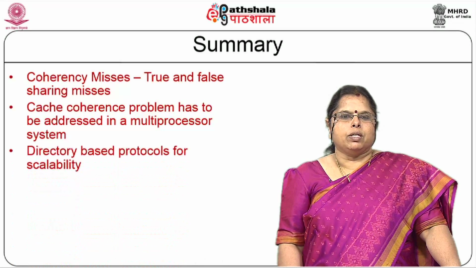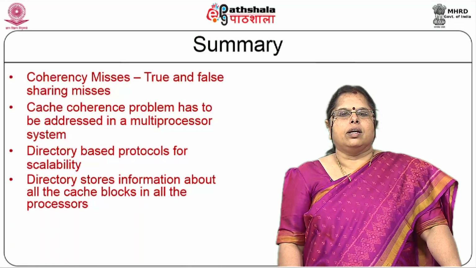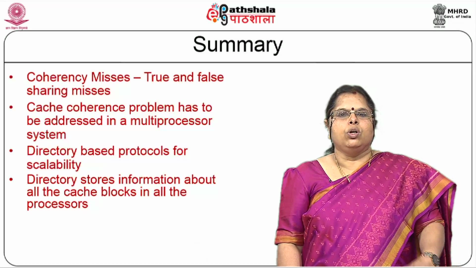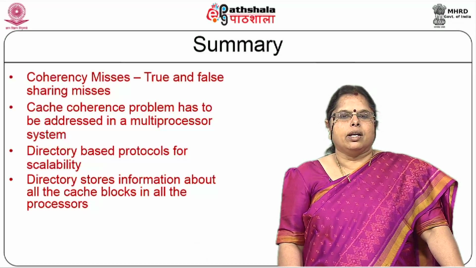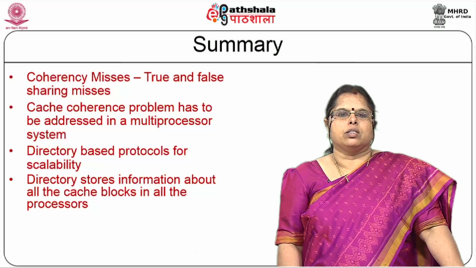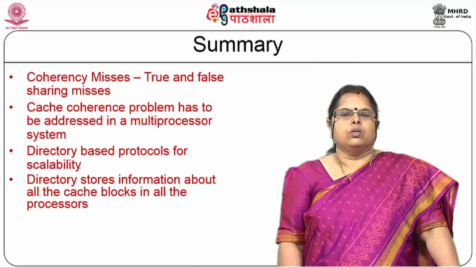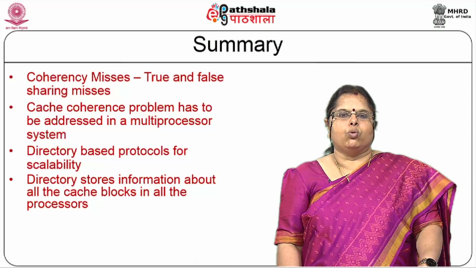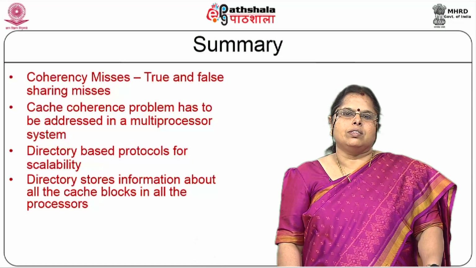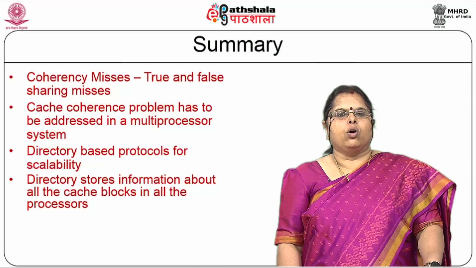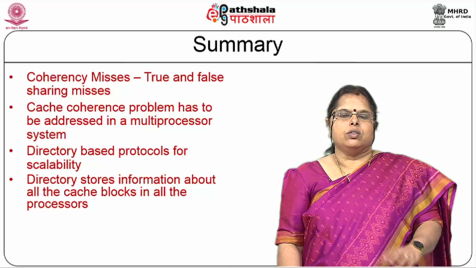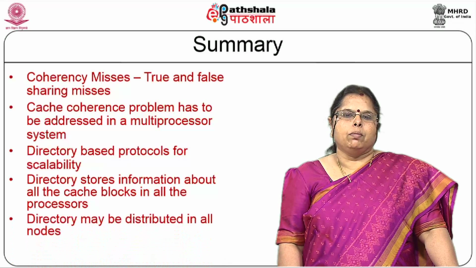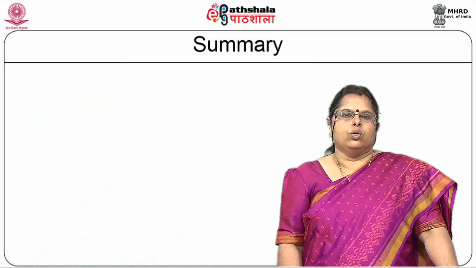We looked at the directory based protocol in detail. The directory based protocol helps overcome the scalability problem associated with the snoop based protocol, wherein the directory stores information about all the cache blocks in all the processors. So, the directory itself may become a bottleneck, because all requests will have to go to the directory first. In order to avoid that problem, the directory is normally split and stored across the various nodes, and may be distributed, as I pointed out, in all the nodes.